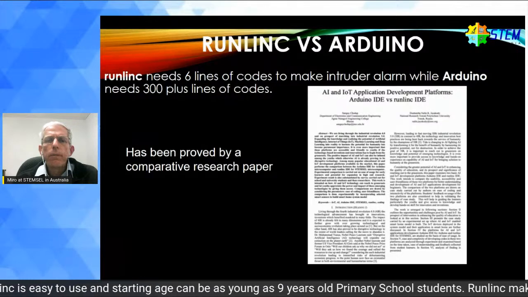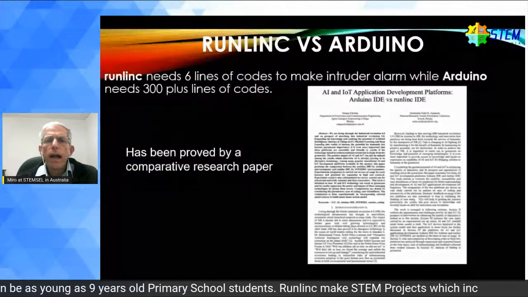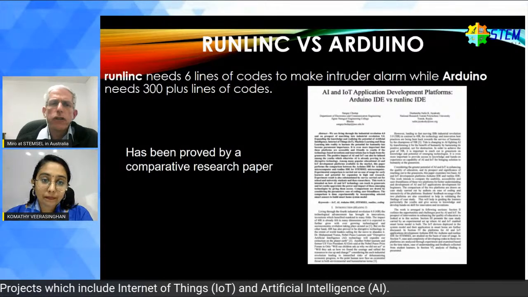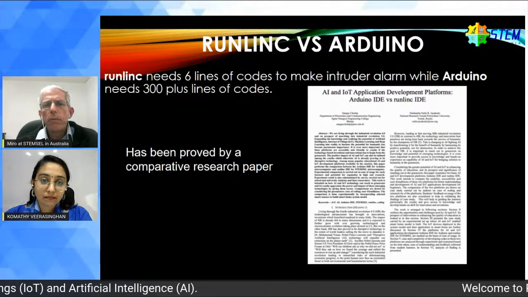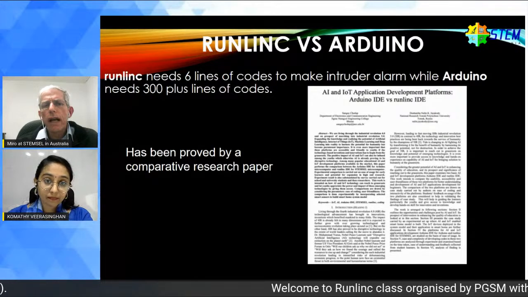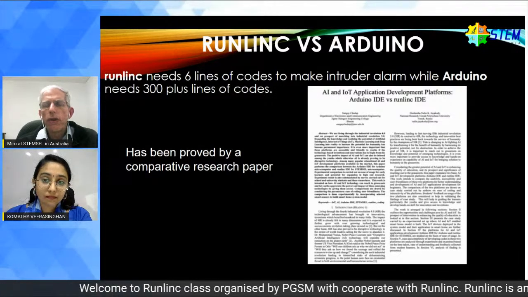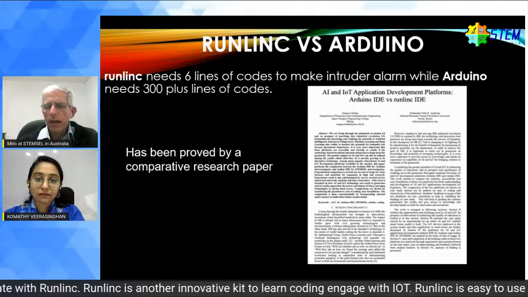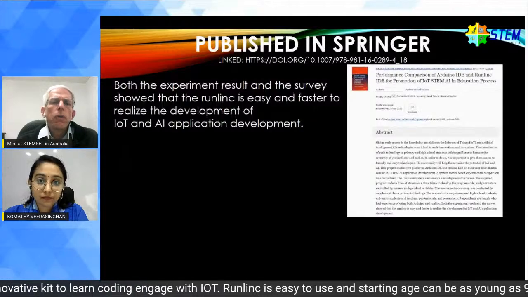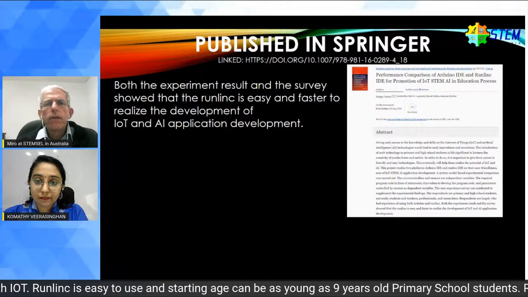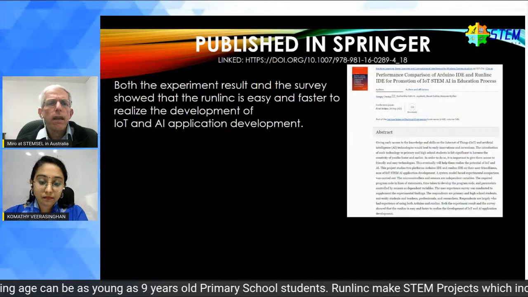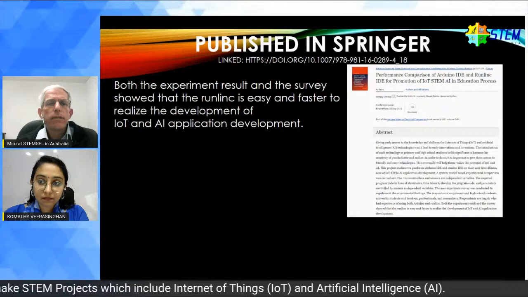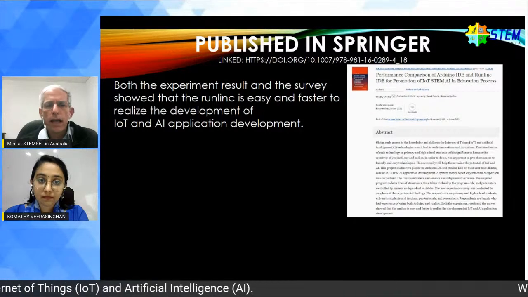So this comparative research paper, which I have here, compares using Arduino IDE versus Runlink IDE for AI and IoT applications. It was actually done by a professor at the Royal University of Bhutan, Professor Sangay, and also with him was Professor Nalim, who's in Sri Lanka, who's a specialist in AI. They wrote this paper together, and this paper was actually published in Springer magazine, which is a US publisher. Both the experiment and the survey they did showed that Runlink is easier and faster for realizing the development of the IoT and the AI applications.